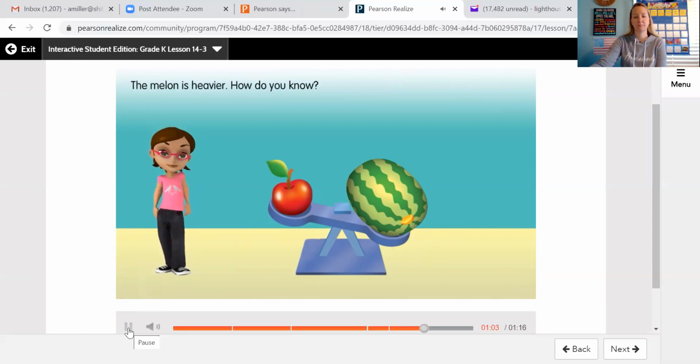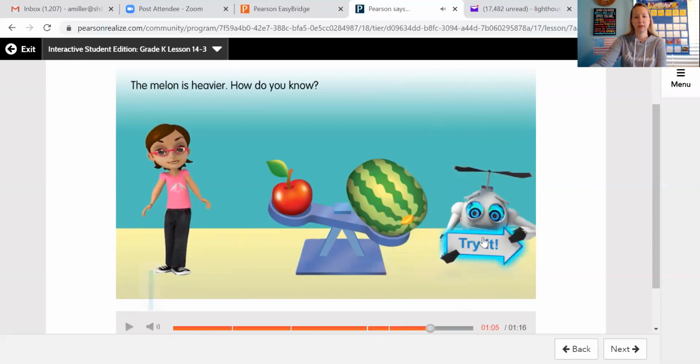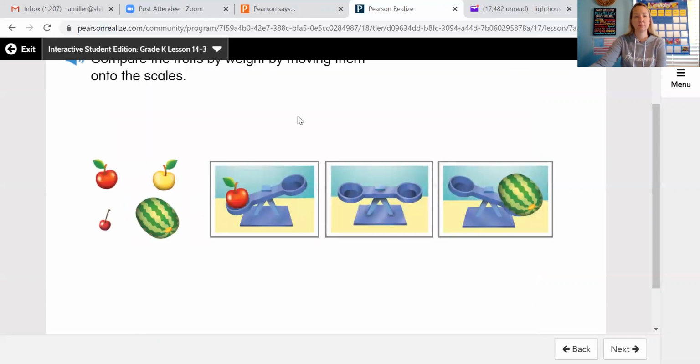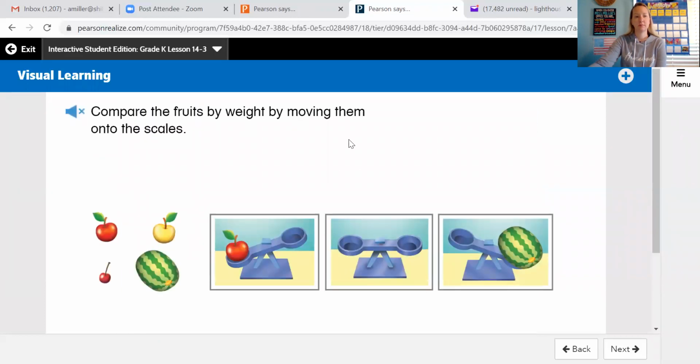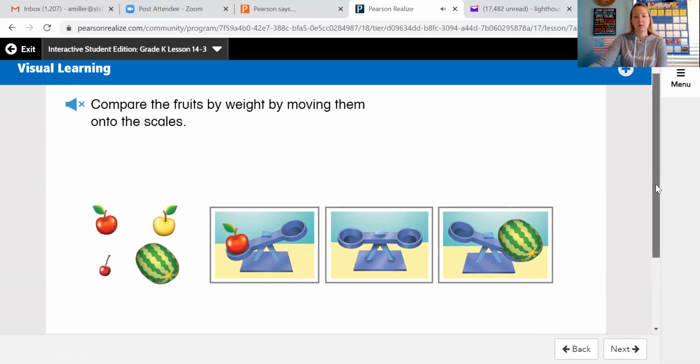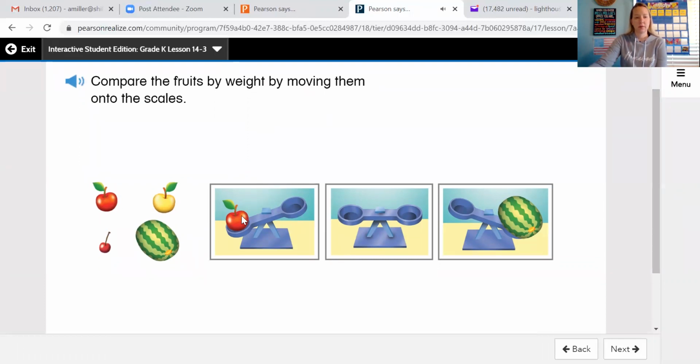The melon is heavier. How do you know? Let's try it. Compare the fruits by weight by moving them onto the scales. All right, so we have an apple, and let's do another apple. Oh, wait, it won't let us do that. Okay, we have an apple.